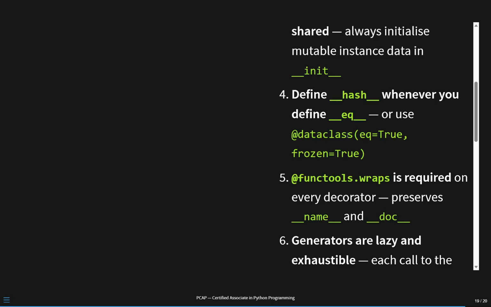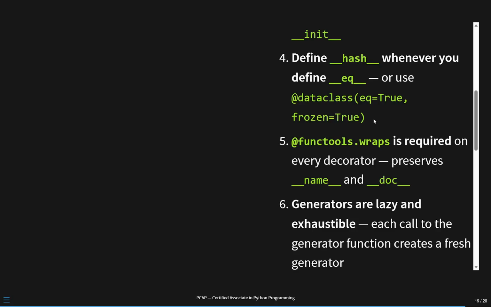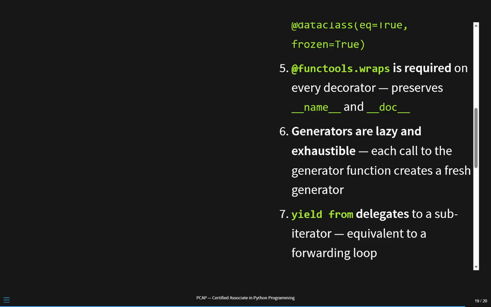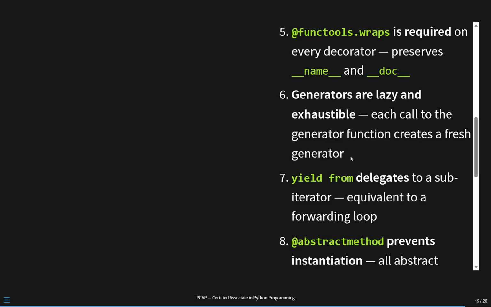Rule 4: define __hash__ whenever you define __eq__. Or use @dataclass(eq=True, frozen=True) to get both automatically. Rule 5: @functools.wraps is required on every decorator. It preserves __name__ and __doc__. Rule 6: generators are exhaustible.